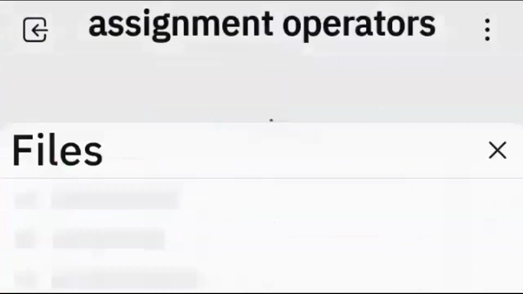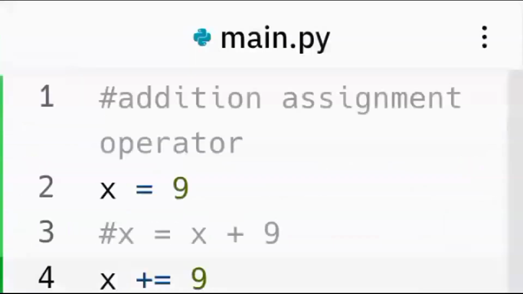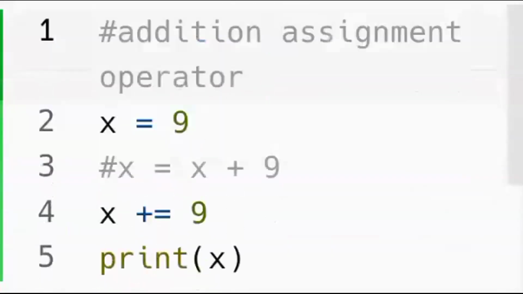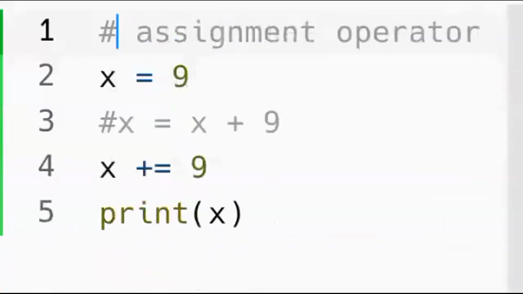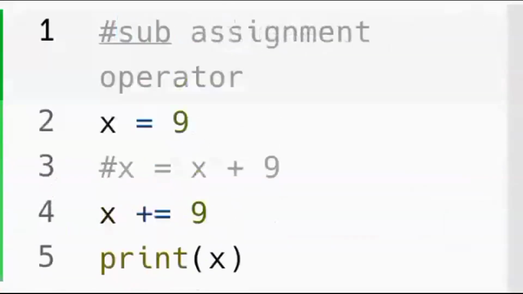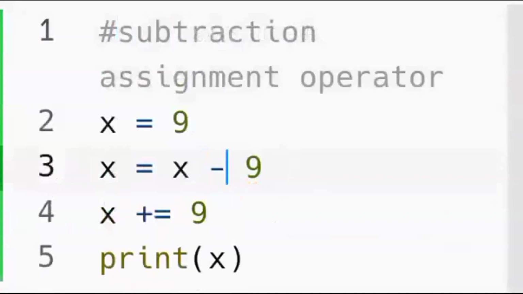So 9 plus 9, 18. But we use a shorthand by saying x plus equal to 9. x equals x plus 9 is the same as x plus equal to 9. What does it signify? It means adding and then assigning the value of 9 to x. First it's adding 9 to x, so the expression x plus 9 is on the right-hand side, then assigning it to the left-hand side x.